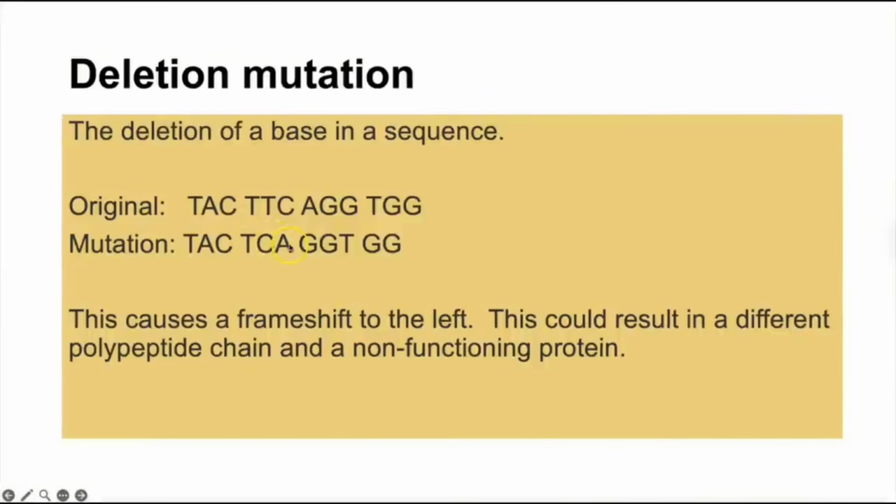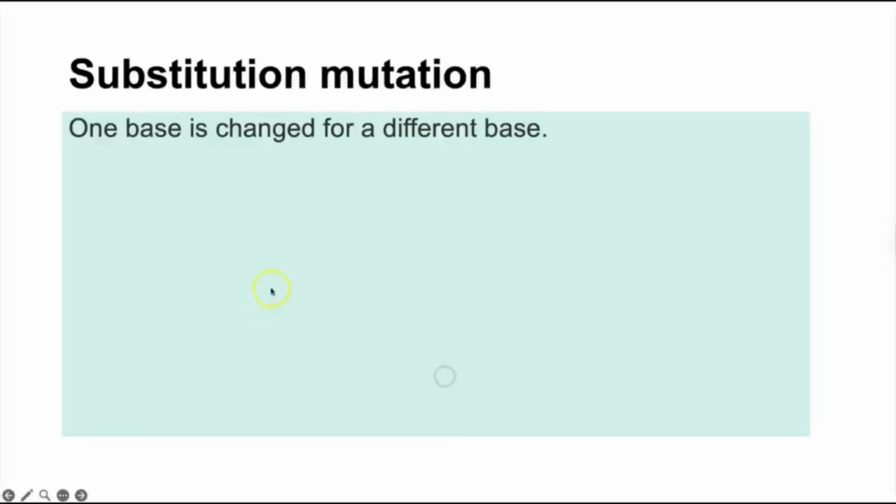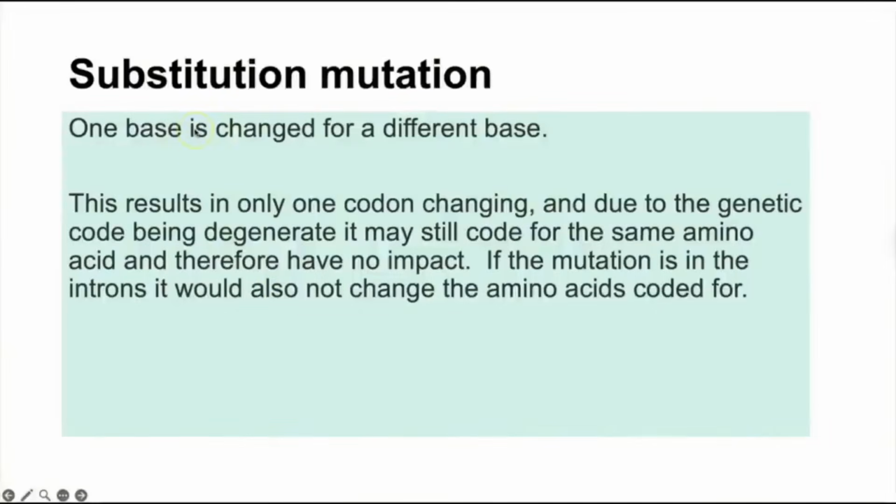Again, you get different codons, therefore it's going to code for different amino acids and a very different amino acid sequence, and therefore a non-functioning protein. Substitution is when only one base is swapped, so it's just changed. You still have the same number of bases, and it will only affect the one codon that base is in.